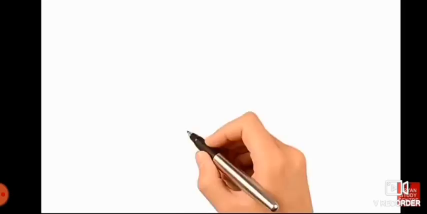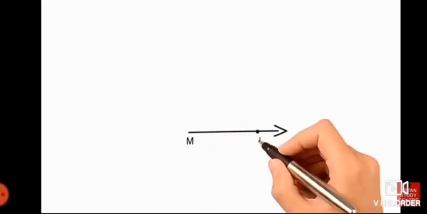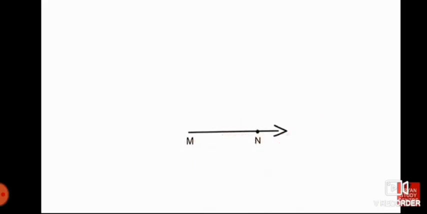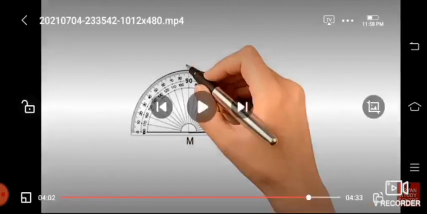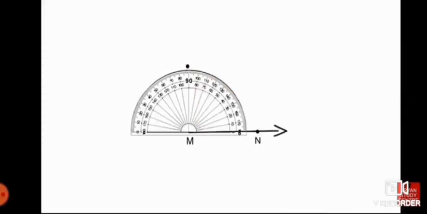Now we will construct the last angle, that is the right angle. Again a ray is drawn. It will be named M and the other point N. So we have ray MN. Now I'll keep the protractor on M. Again our ray is at the right side, so we will see inside 0. As we want a right angle, we are going to mark at 90 degrees. So here I have marked 90 degrees.